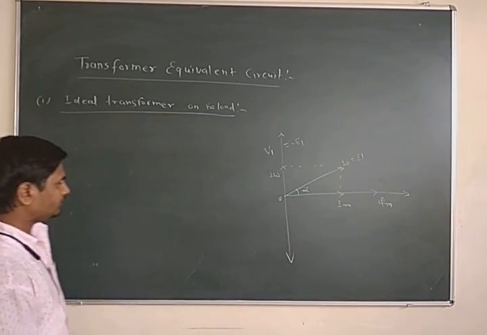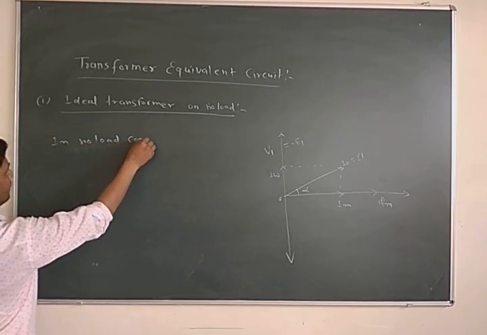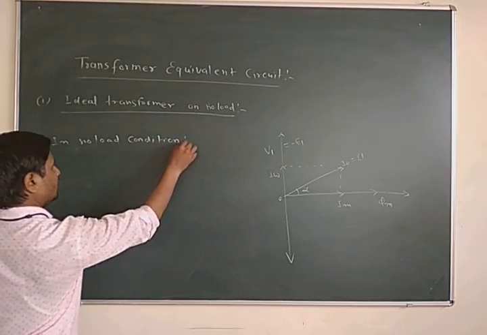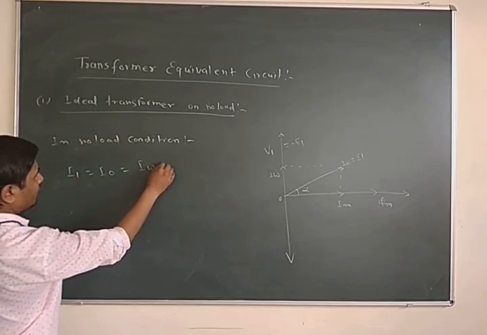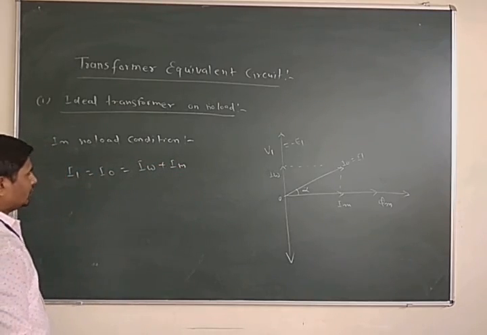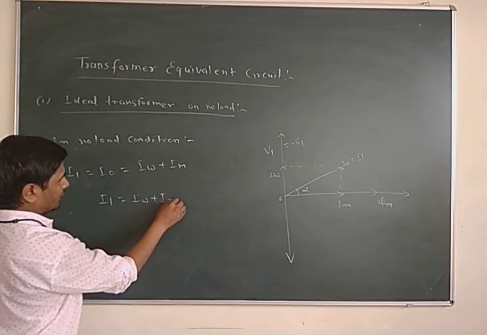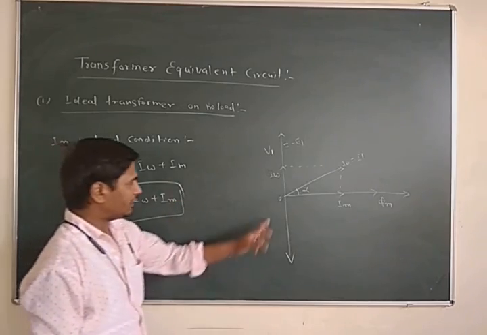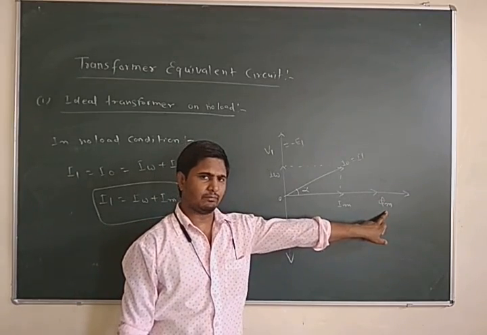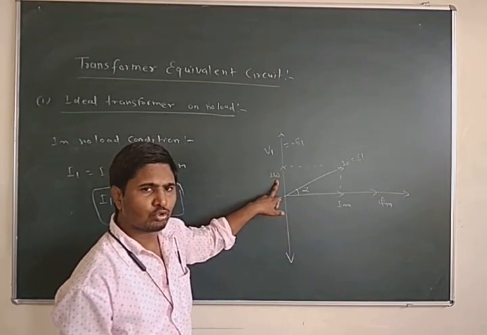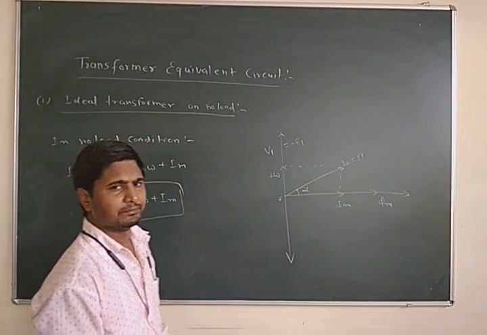In the no load condition, I1 is equal to I0, which is equal to IW plus IM, which is shown in the phasor. IM is the magnetizing current, which is in phase with the flux phi m, and IW is the loss component in the core, which is purely resistive, so it is 90 degrees leading.